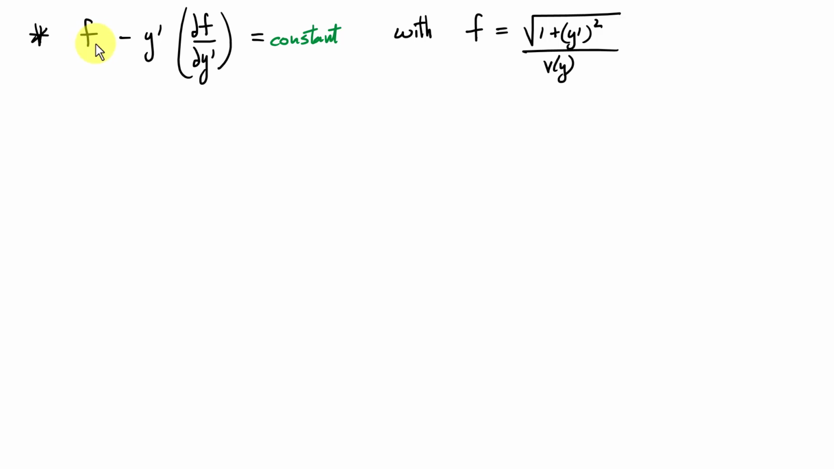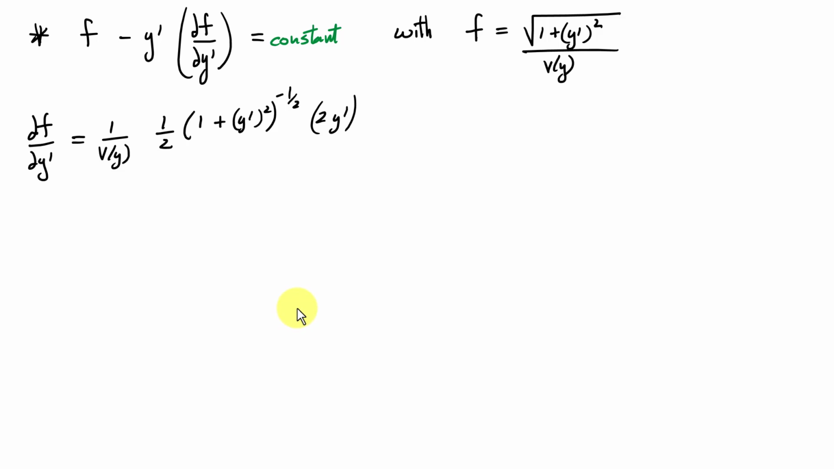All right, so we start with our equation here, f minus y prime df over dy prime must be equal to a constant value. And our function f was defined earlier as our Lagrangian right here. First thing we can do is evaluate this second term right here. The second term is df over dy prime. The dy prime appears just under the square root term. So we can evaluate that derivative in a pretty straightforward manner here.